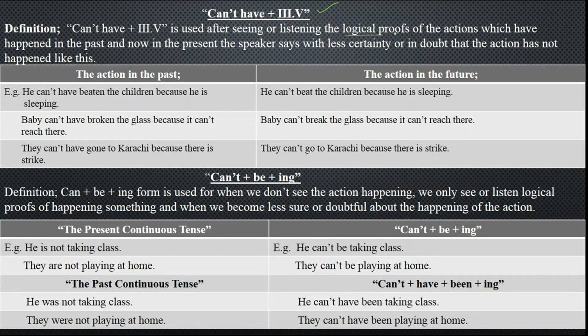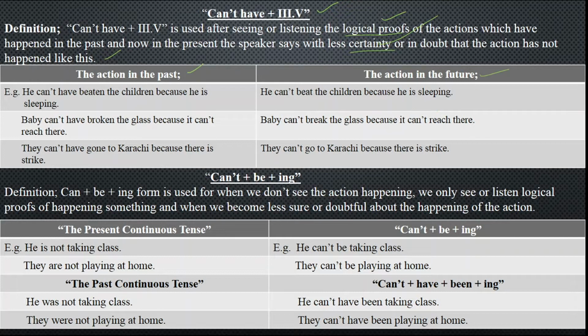Here you are not sure, you just see or listen to the logical proofs of an action which happened in the past and now in the present. The speaker says with less certainty, meaning he is not quite sure about whether it is right or wrong, but he has just a prediction or doubt that the action has not happened like this. Now, for past and for future, how can you use it?